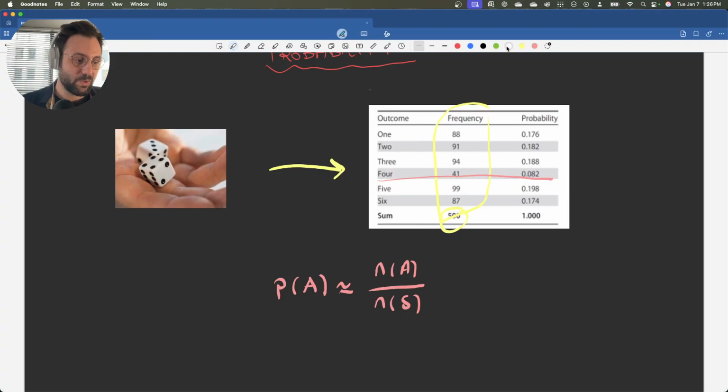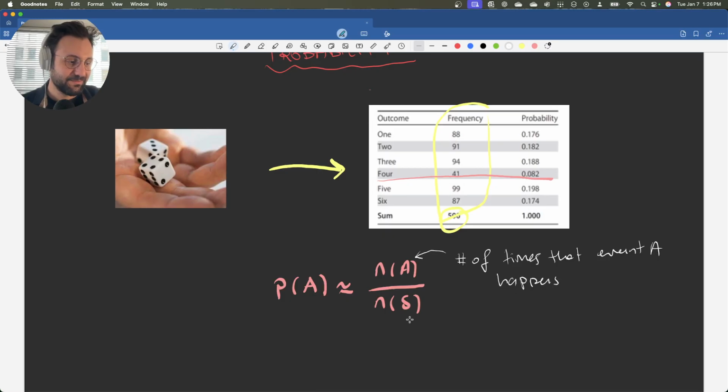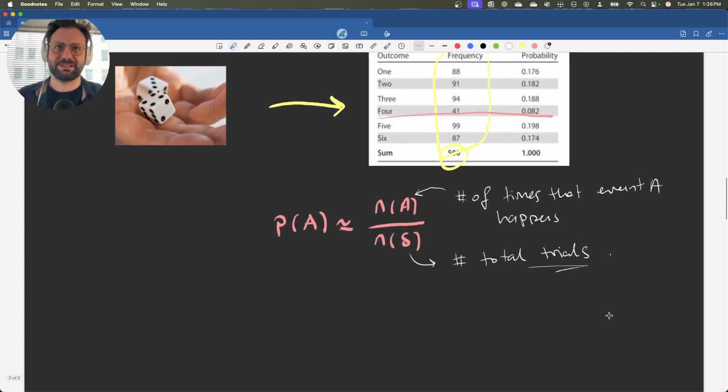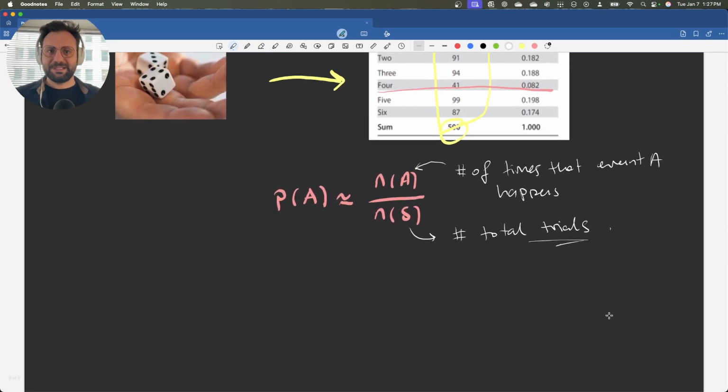So we can call this A to be the number of times that event A happens versus the number of total trials. So this is very basic. This is the high school way of approaching probability, and this methodology of estimating probabilities has a name. Since we are counting the frequencies of incidents, this approach is mostly referred to as the frequentist approach.